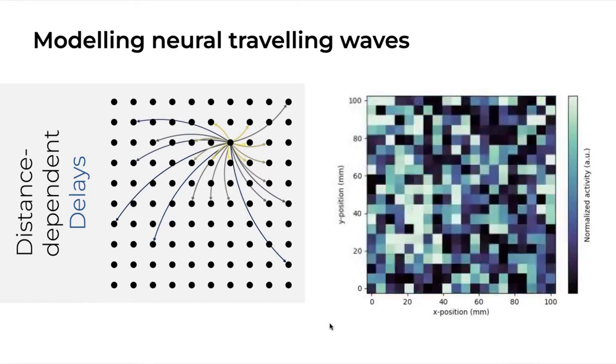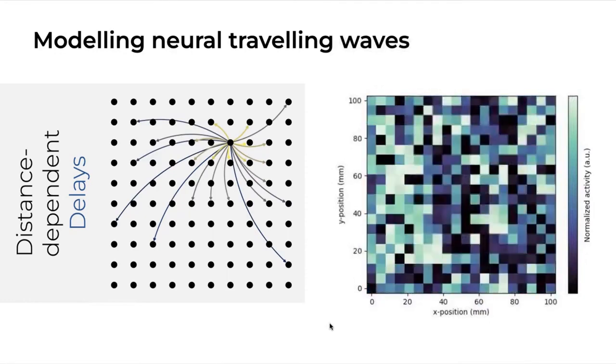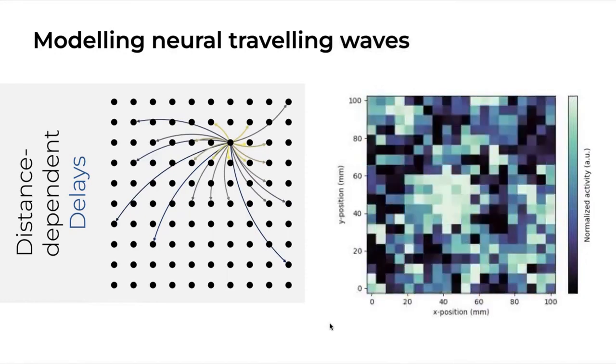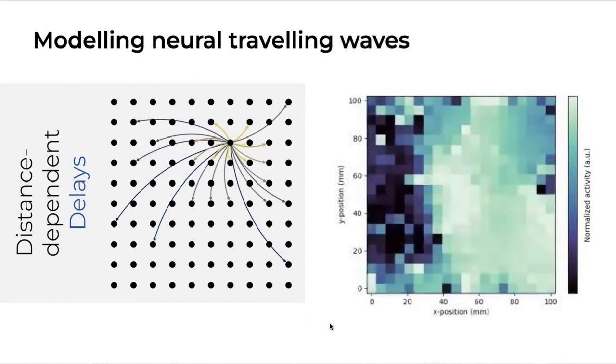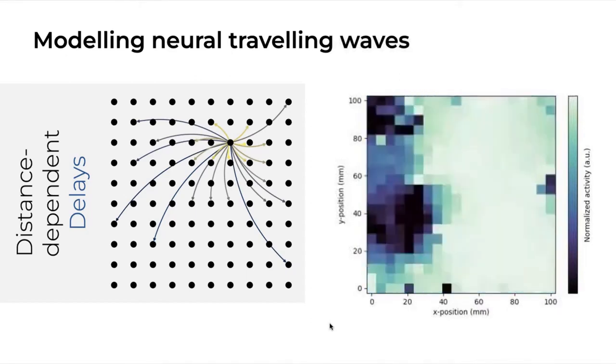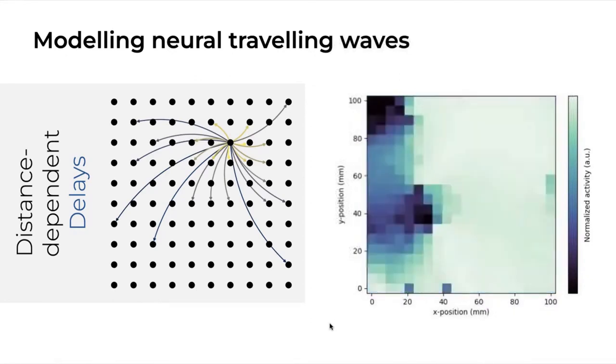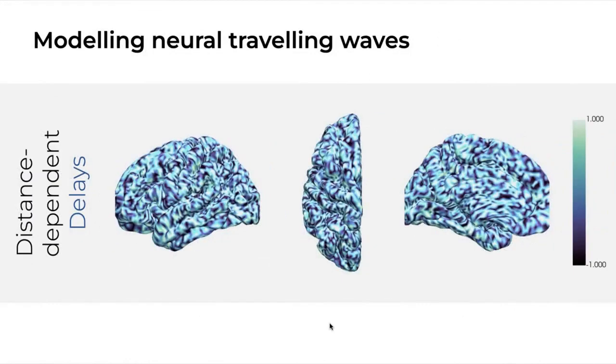And for this model, I also increased the spatial resolution. And this is what it looks like. So again, traveling waves emerge. In this case, we almost see rotating waves emerging. And yeah, so let's step this up one notch.